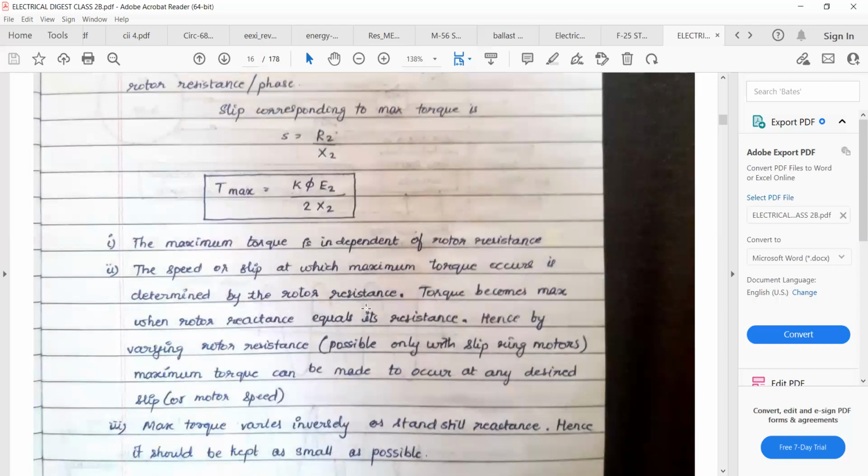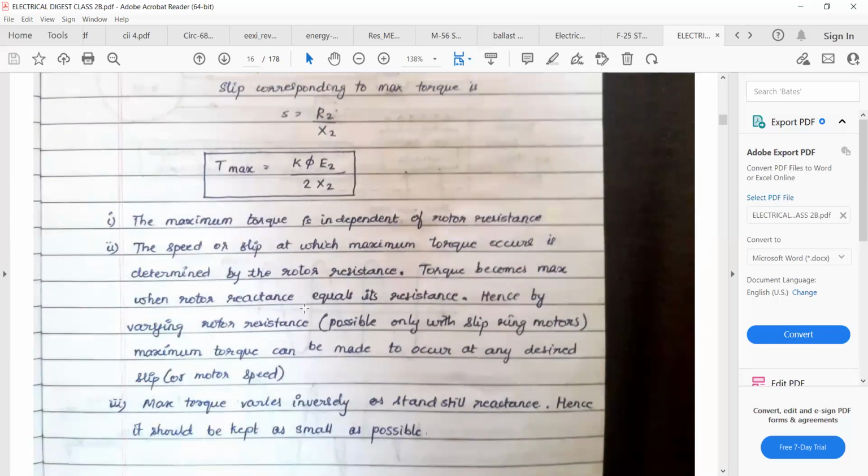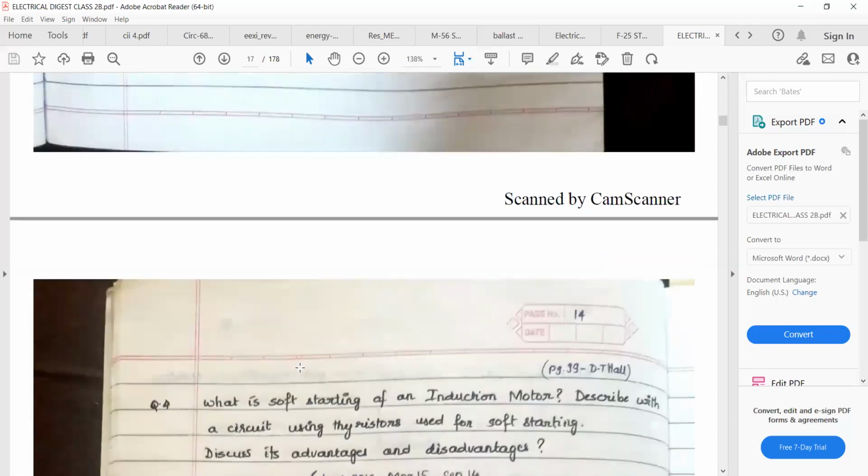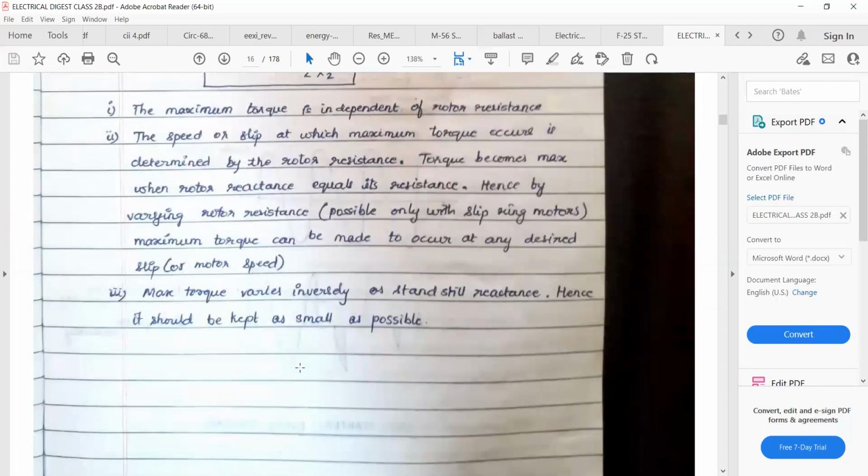The torque becomes maximum when the rotor reactance is equal to resistance. Hence, varying the rotor resistance is possible only with the slip ring motor. Maximum torque can be made to occur at any desired slip. Maximum torque varies inversely with the standstill reactance, and hence it should be kept as small as possible. Clear?